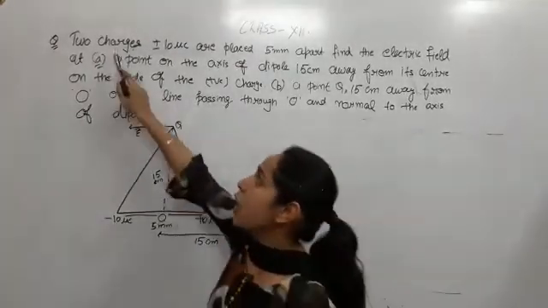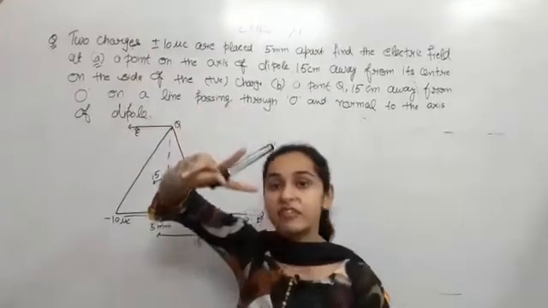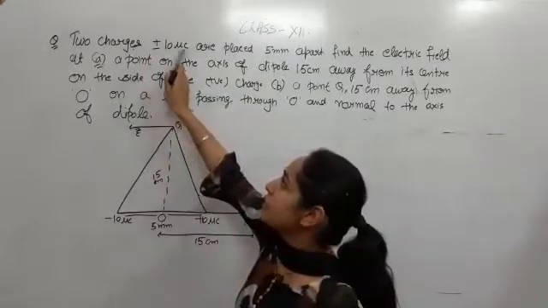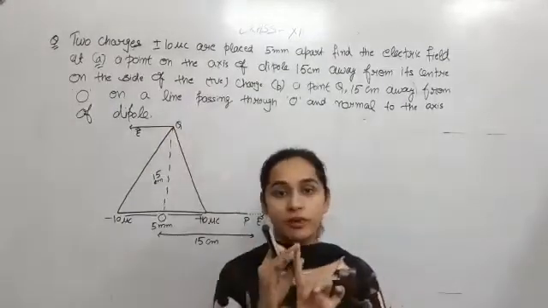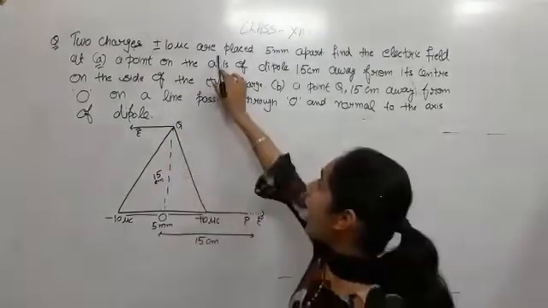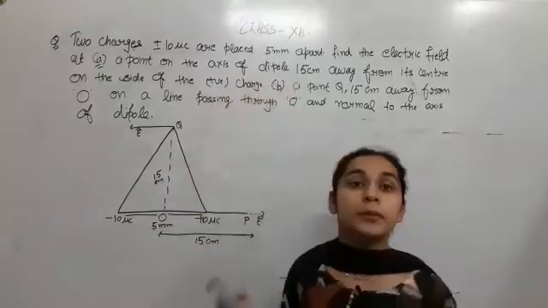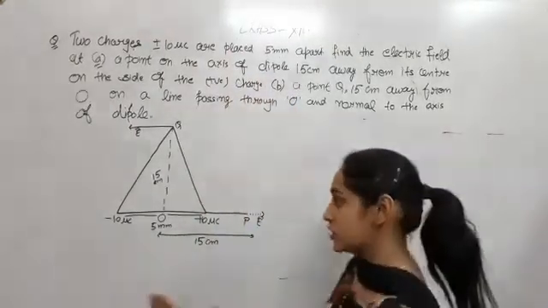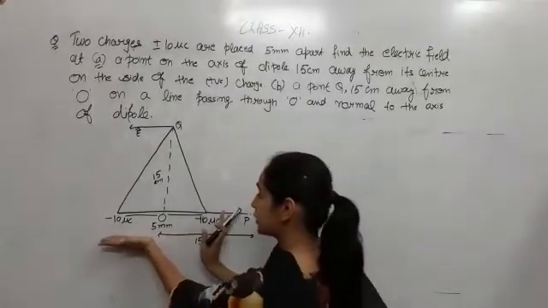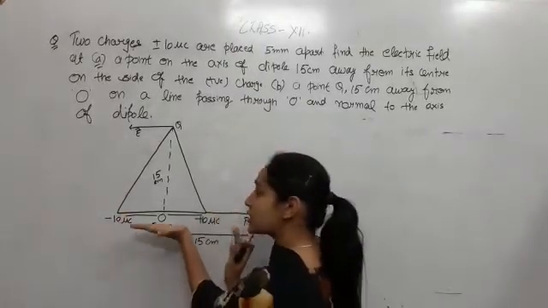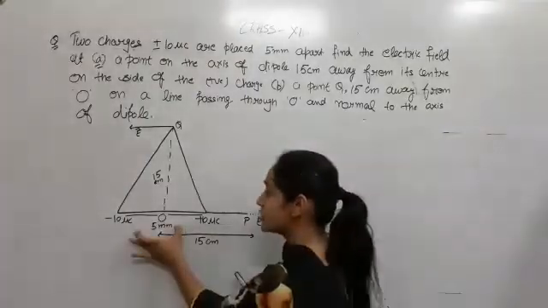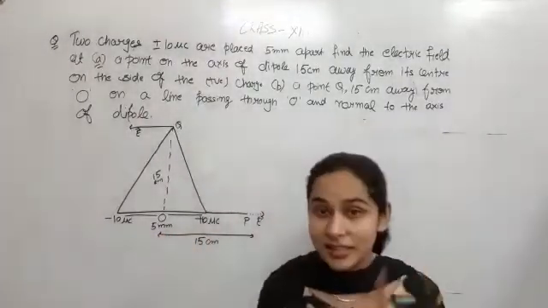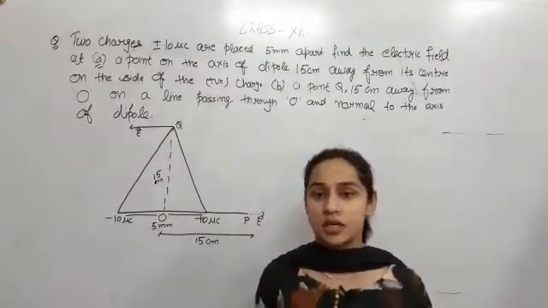They are saying two charges they have given, that is plus minus 10 microcoulomb. Now the charges are placed 5 millimeter apart. They are saying only about the charges, that two charges are there in which the distance between these two charges is 5 millimeter. They have talked about the distance between the charges.